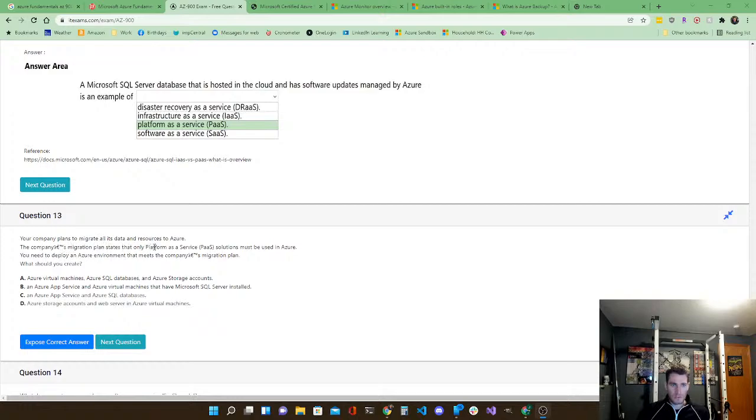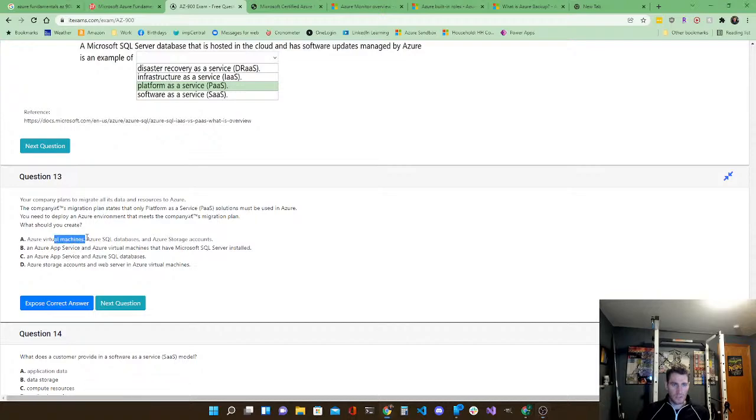So the company migration plan states that only PaaS solutions must be used. Okay, you need to deploy an Azure environment that meets the company's migration plan. What should you create? So we know that VMs aren't PaaS. App Service is PaaS. We talked about VMs not being. So App Service and SQL are both PaaS. Storage account is not PaaS. Web server and virtual machine. So that's C.